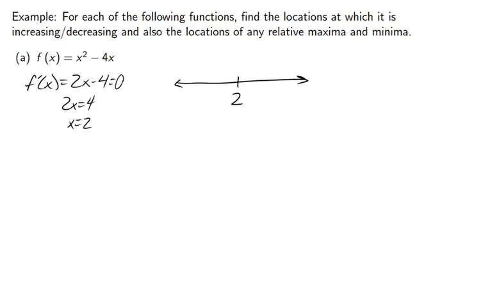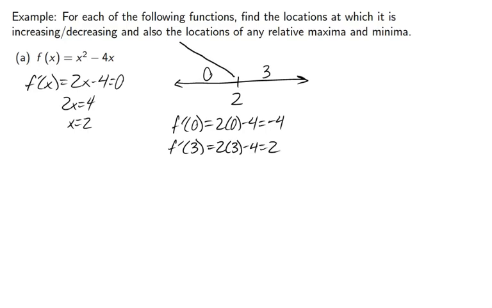Then we pick test points. To the left of 2, I'm going to pick 0. That's always a great choice. To the right, I'll pick 3. Now, where do we put the test points? In the derivative. Remember, for increasing and decreasing, you plug them into the first derivative. The derivative was 2x minus 4. So I get negative 4 for the first one, and I get 2 for the second one.